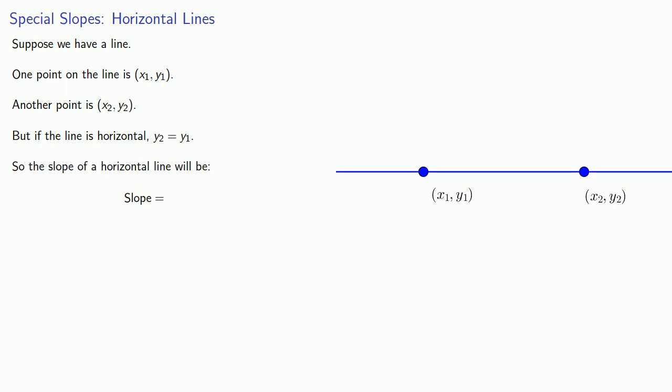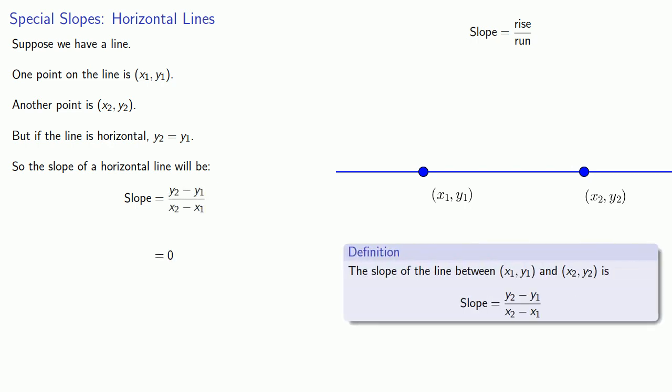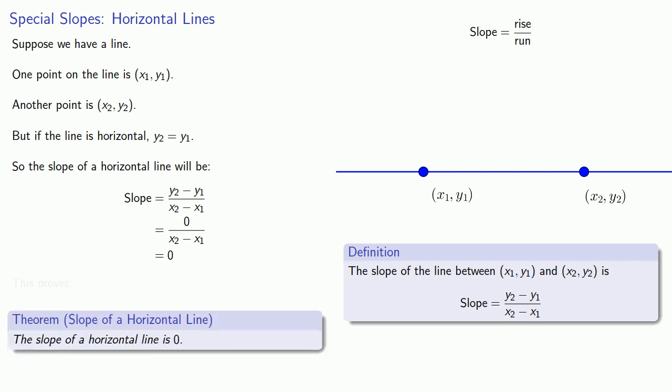So the slope of the horizontal line will be, if you remember, slope is rise over run. The rise is 0 and the run is, well, who cares? It's going to be 0. Or you could drag in the slope formula and calculate it. Since y2 is equal to y1, then the numerator is going to be 0, and who cares what the denominator is. And this proves the following result. The slope of a horizontal line is 0.